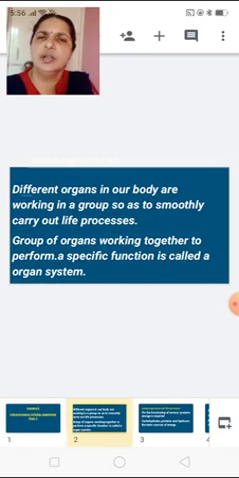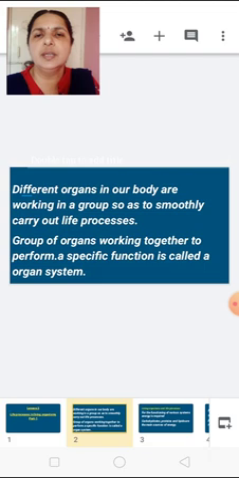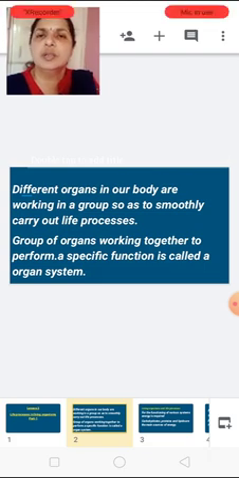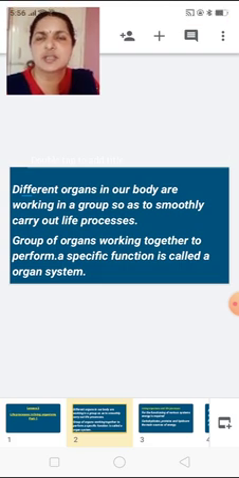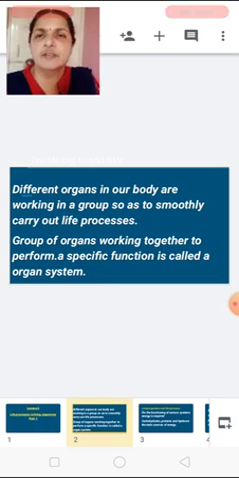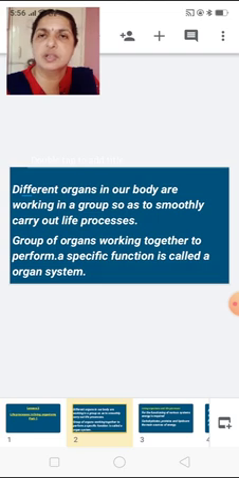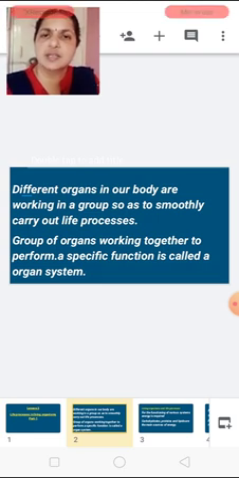So the different organs in our body are working in a group. You all know they work in coordination. We have learnt last year also about this, working in a group so as to smoothly carry out the life processes, because all the organs in our body are working in coordination. We have learnt all about coordination last year itself.